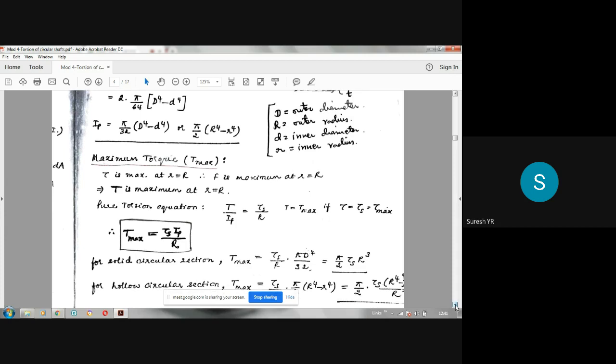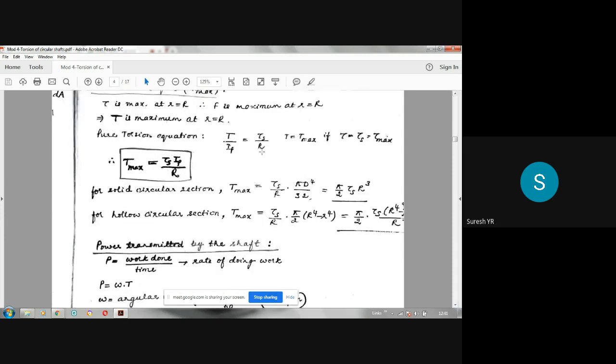For the solid circular section, T max is given by tau S by R into IP, where tau S by R is common. IP is nothing but pi d power 4 by 32, or you can take it as pi R square by 2, whatever you want. So you only have to put the IP value. For the hollow circular section, if you put its IP value, you will get the maximum torque. So this is about maximum torque.